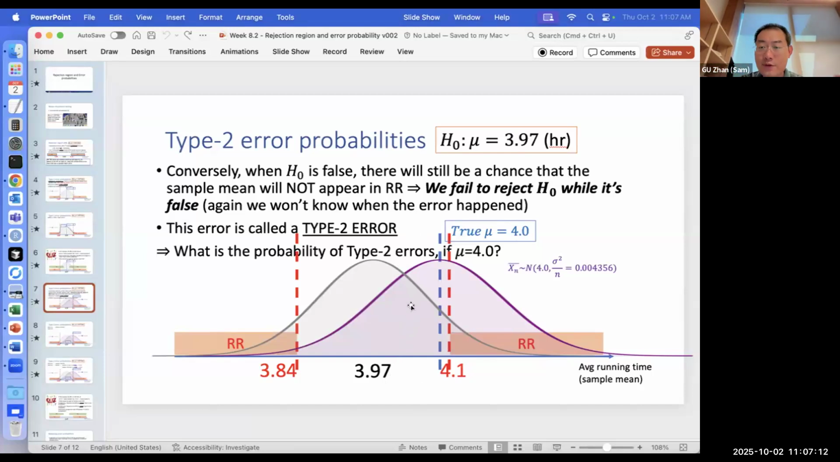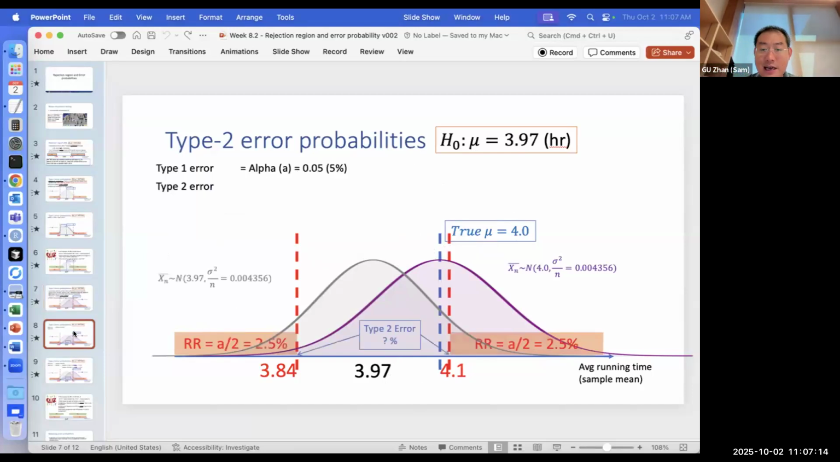So how can we calculate this type 2 error? How do we quantify it? The type 2 error is the area under the purple curve, in between these two red cutoff lines. So we need to calculate the area showing here. That is the type 2 error.